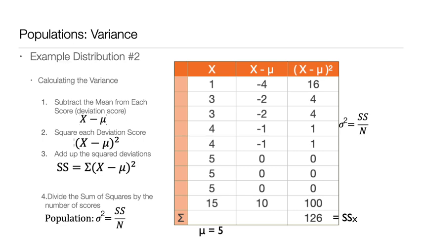So 126 divided by the number of scores. Here we're dealing with a population, so we have 9 scores. 126 divided by 9 gives us 14. So that's how we calculate variance.